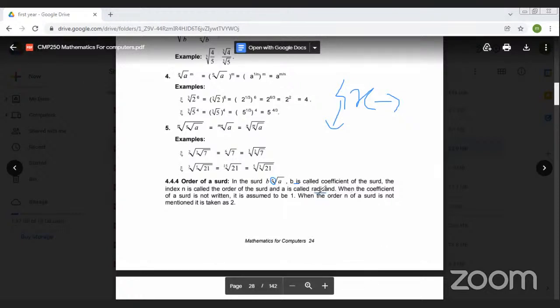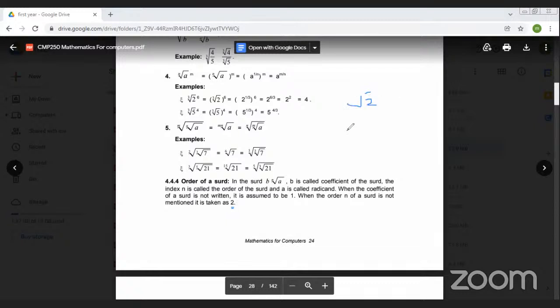So you need to learn these definitions. Which one is called the coefficient of surd, which one is called the index n, and who is called the radicand. When the coefficient of a surd is not written, it is assumed to be 1. See, if I am not having any value over here, obviously it is considered to be the value one. And when the order n of a surd is not mentioned, it is taken as 2.